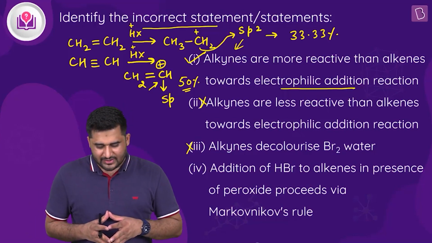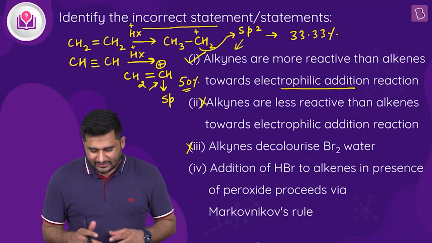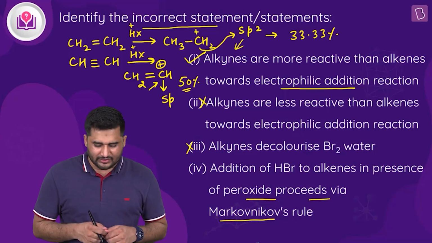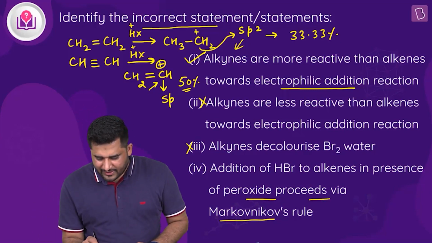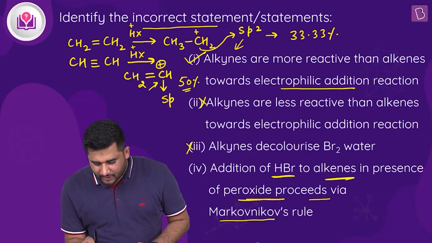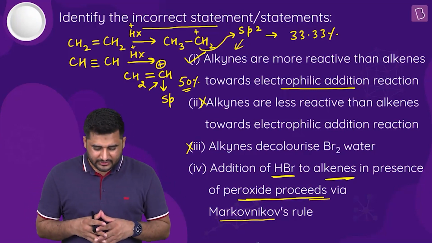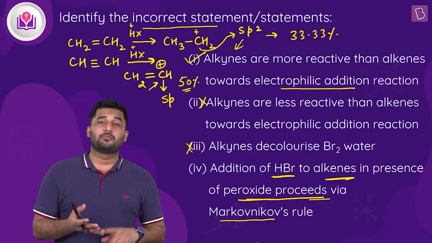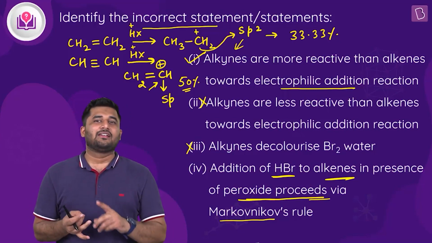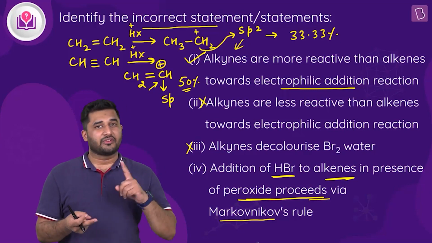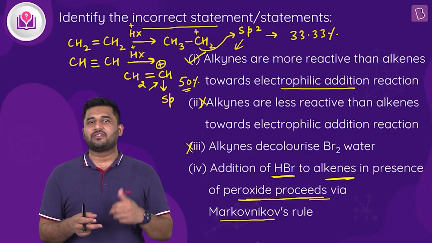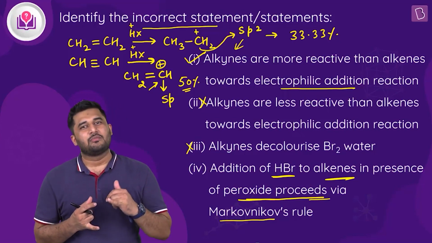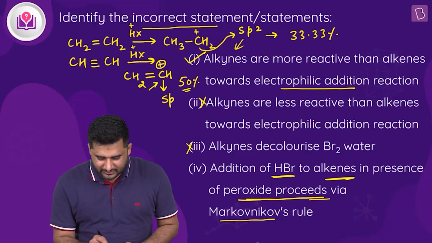Moving to option 4, it says addition of HBr to alkenes in presence of peroxide proceeds via Markovnikov's rule. Let us see whether it is right or not. If we add HBr to alkenes in the presence of peroxide, then it proceeds via anti-Markovnikov's rule. It does not proceed via Markovnikov, but through anti-Markovnikov's rule. We know that it is called the Kharasch effect. It proceeds through a free radical mechanism, wherein we have 3 steps: initiation, propagation, termination. And the major product here is through the anti-Markovnikov's addition. So this statement is definitely incorrect.